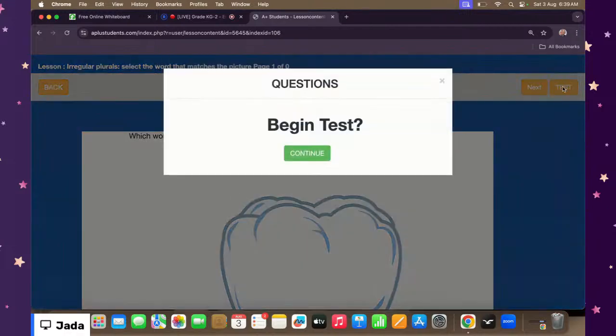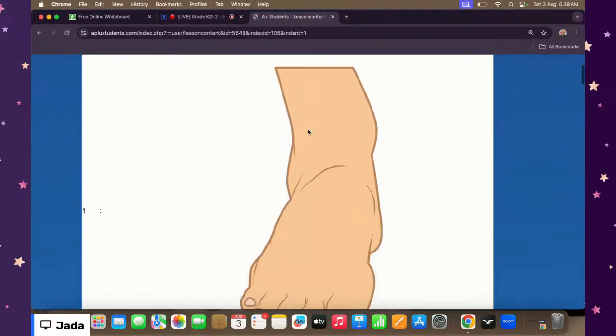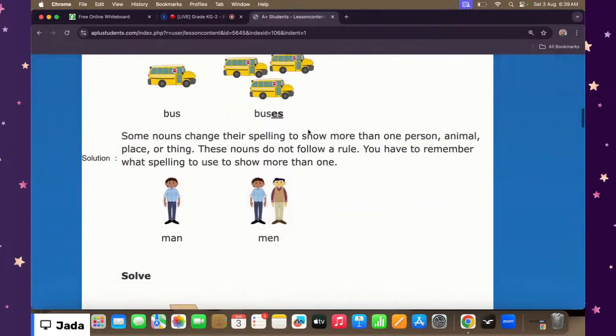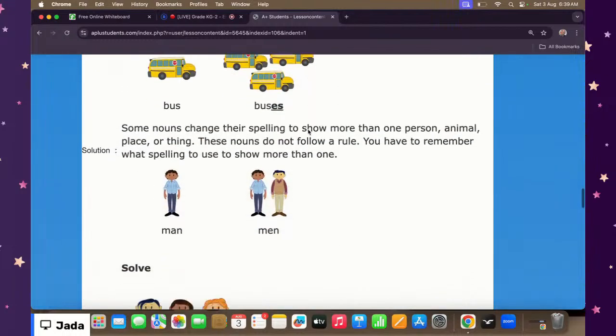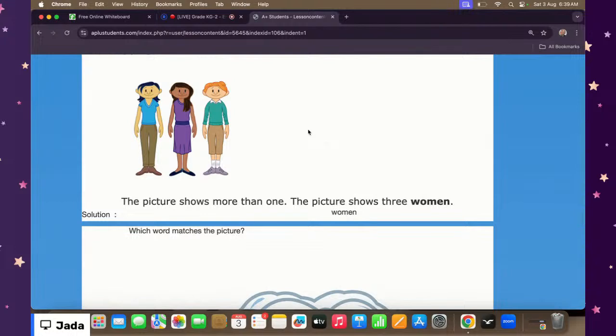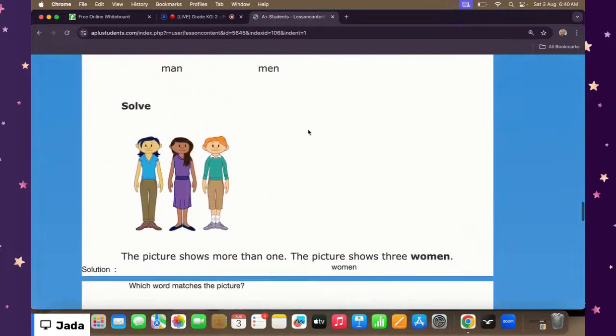So we have the next one. Let's look at some more. This is still for the foot. So let's look at the next example. This one now, what do we see here? Women. If it's one, it's woman. And if it's two and above, women. You do not say woman's. So it's women. And then the tooth as well.